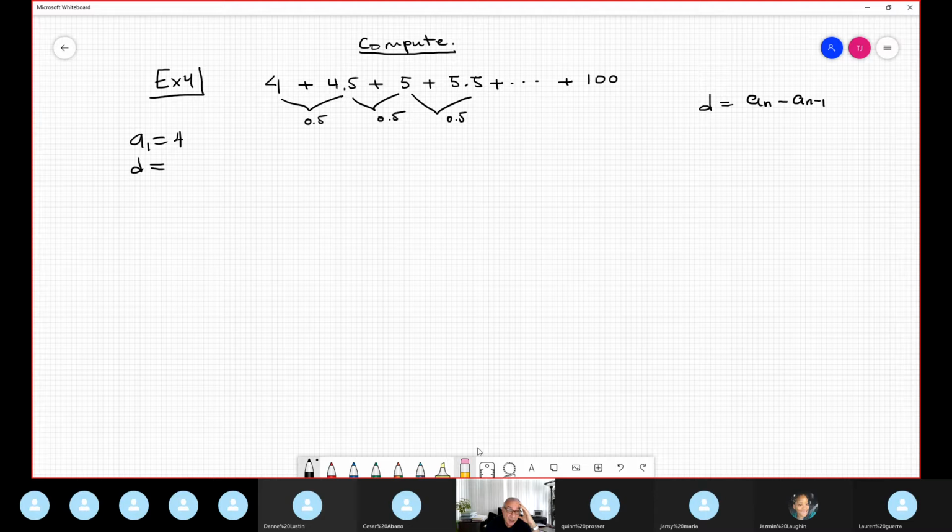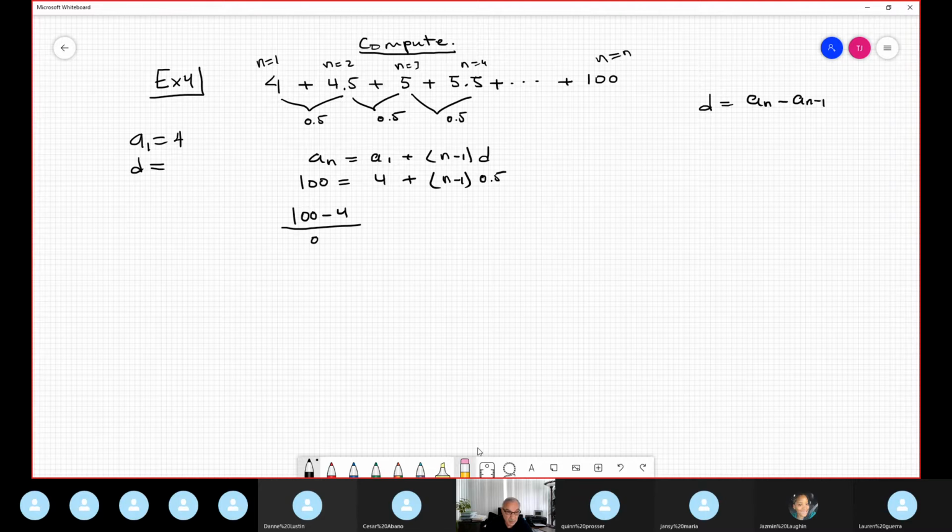So I need to find the number of elements. This is n equal 1, n equal 2, n equal 3, n equal 4, and this is, I have no idea, n equal n. This is similar. You copy the formula, a sub n is equal to a1 plus n minus 1 times d. A sub n is 100, which is equal to the first, 4, plus n minus 1 multiplication by 0.5, 1/2. Okay, you solve: 100 minus 4 divided by 1/2, which is equivalent to multiplication by 2, is 192. It's equal to n minus 1. Therefore, n is 193.